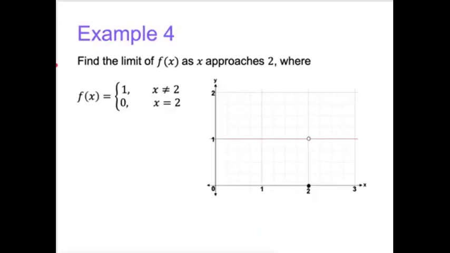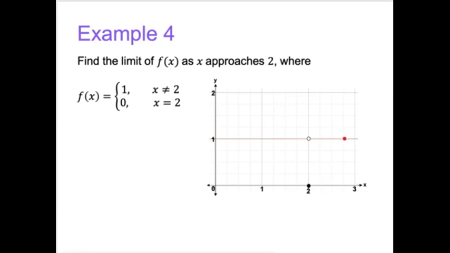Now let's look at example 4. We want to find the limit of f of x as x approaches 2, where f of x equals 1 when x is not equal to 2, and 0 when x equals 2. Notice that there is a removable discontinuity in the graph, and the function value at x equals 2 is 0. But we learned in some of the cases that we worked on earlier that the function value doesn't have to equal the limit value.